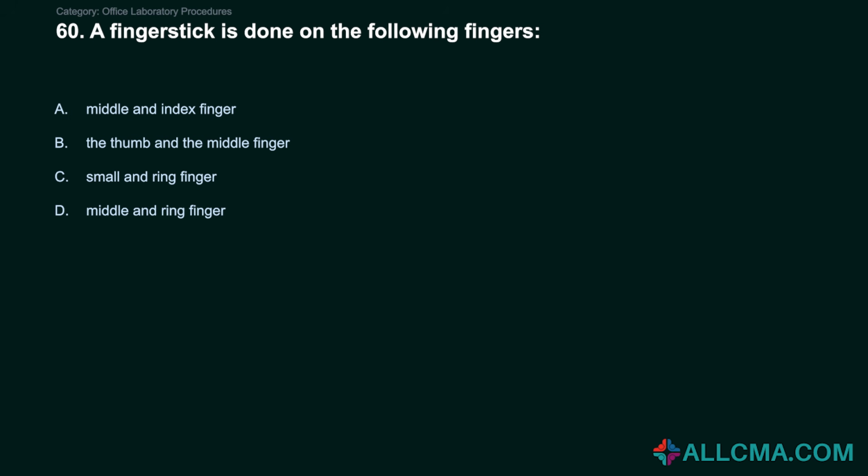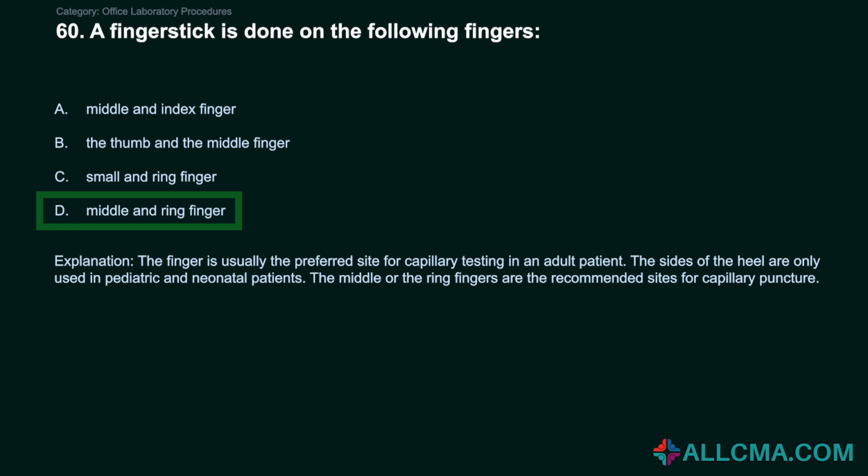60. A finger stick is done on the following fingers: A. Middle and index finger, B. The thumb and the middle finger, C. Small and ring finger, D. Middle and ring finger. Correct answer, D. Middle and ring finger. The finger is usually the preferred site for capillary testing in an adult patient. The sides of the heel are only used in pediatric and neonatal patients. The middle or the ring fingers are the recommended sites for capillary puncture.